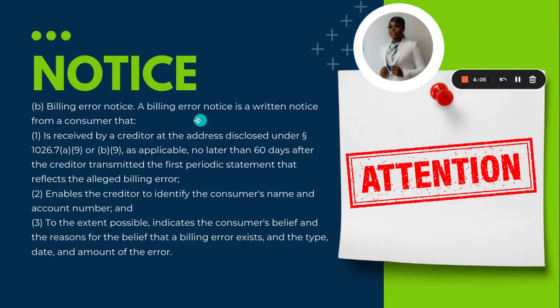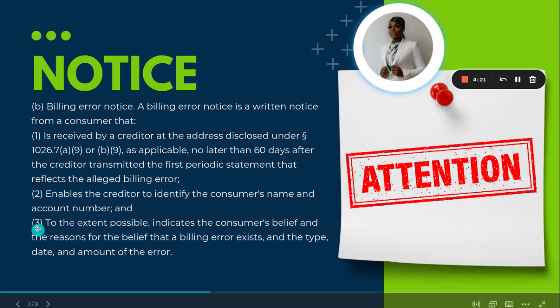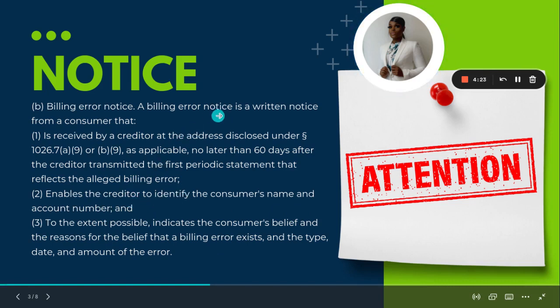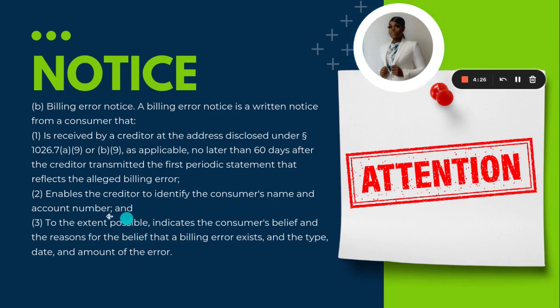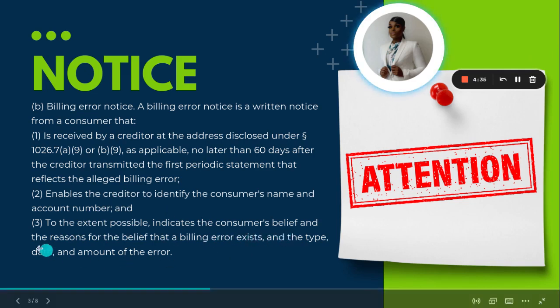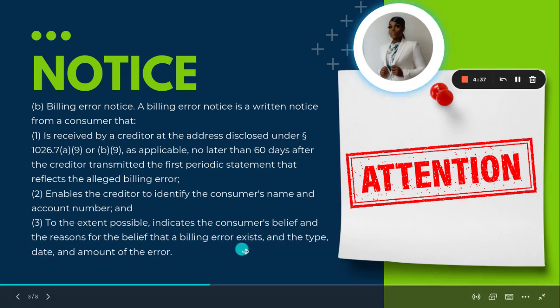So they're letting you know here that you have a requirement to provide them with a notice notifying them that there is an error no later than 60 days after you get your first statement, right? Your other requirement is that you enable the creditor to identify who you are, your name as a consumer, and your account number. So that has to be included in your notice. They need to know who you are and what account you're referring to. And so this is also a requirement. And to the extent possible, it indicates the consumer's belief and the reason for the belief that a billing error exists.